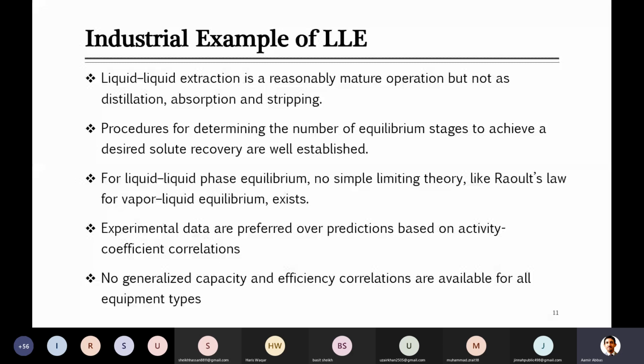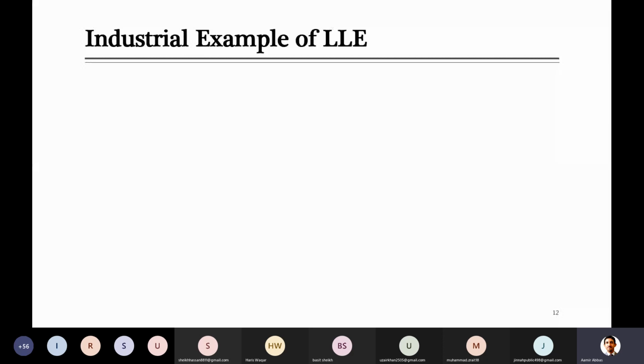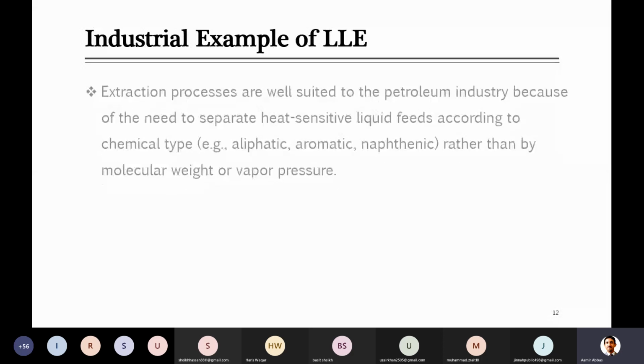So there is no generalized capacity and efficiency correlation, as we have already seen in distillation or absorption. There was some kind of efficiency calculation and those correlations, but here they are not available.